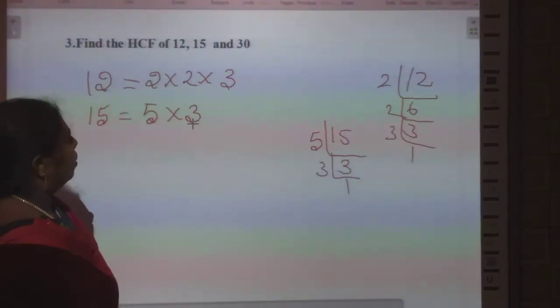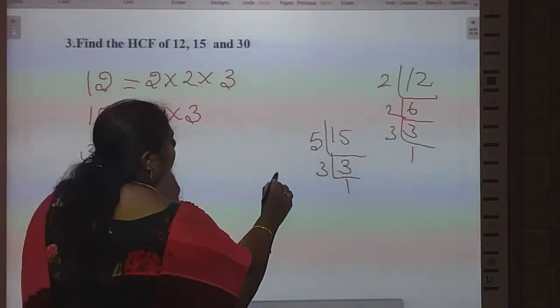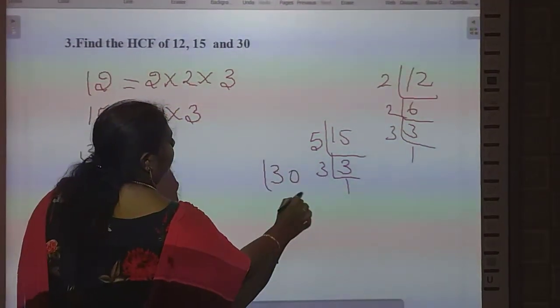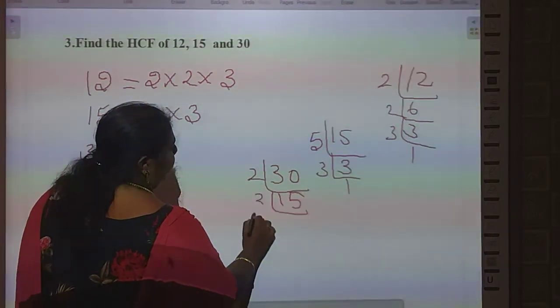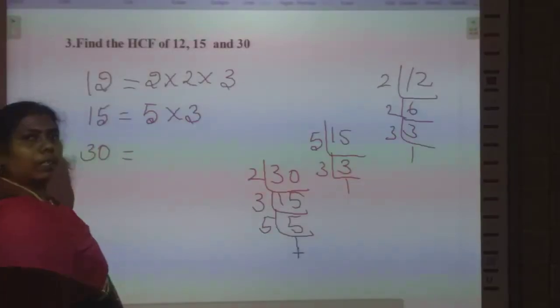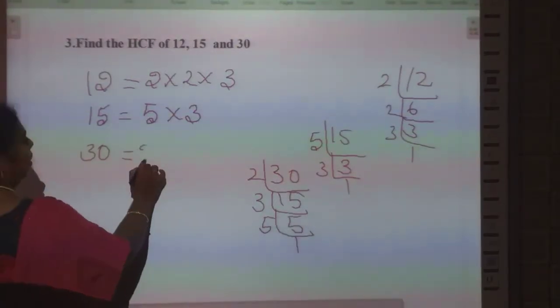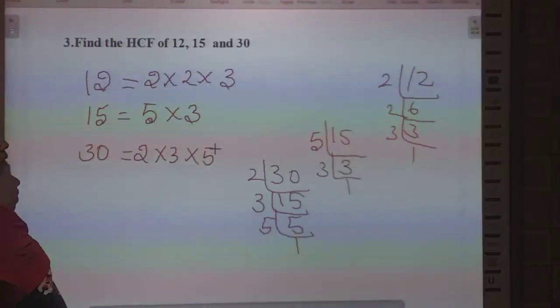Understand? 5 into 3. Then 30, prime factors. 30, second table 15 times, then third table 5 times, again fifth table 1 time, right? Yes, so here 2 into 3 into 5, right?